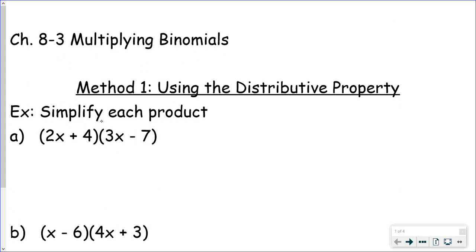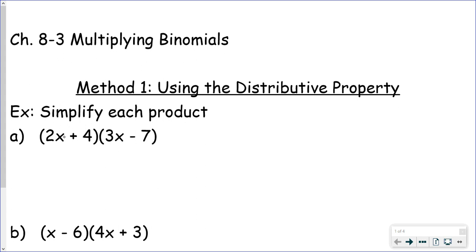A binomial is a polynomial with two terms. So 2x plus 4 is a binomial, 3x minus 7 is a binomial, and these are being multiplied together. I'm going to show you three different methods and you decide which one you think is the easiest. The first one is basically using the distributive property.